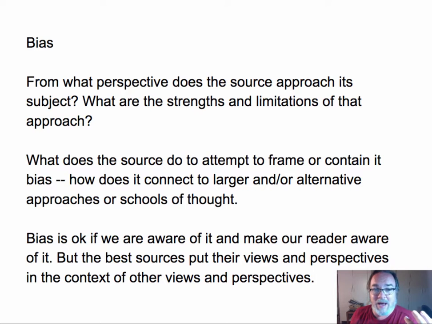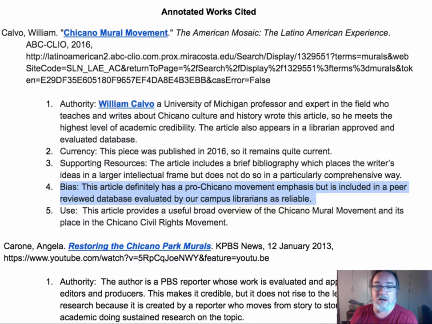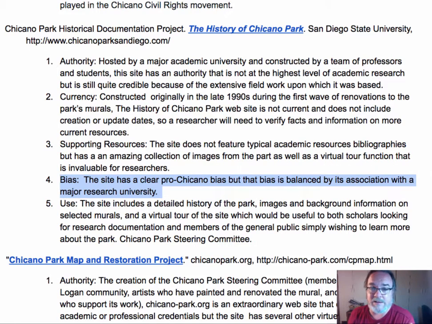So we're going to see that pattern quickly emerge as we go back to look at our Chicano street art example. So when we look, for example, at the database source, it has a pro-Chicano movement bias. And my job as a researcher is not to say it doesn't or pretend that it's balanced, but to point out what that bias is. Although in this case, at least there's some broader research in a works cited or a bibliography that helps us contextualize or frame that perspective or bias.